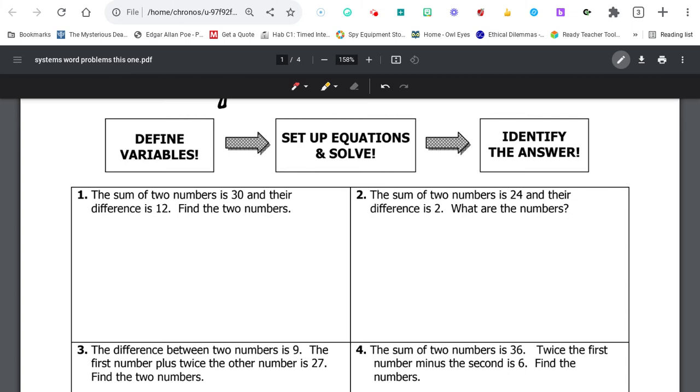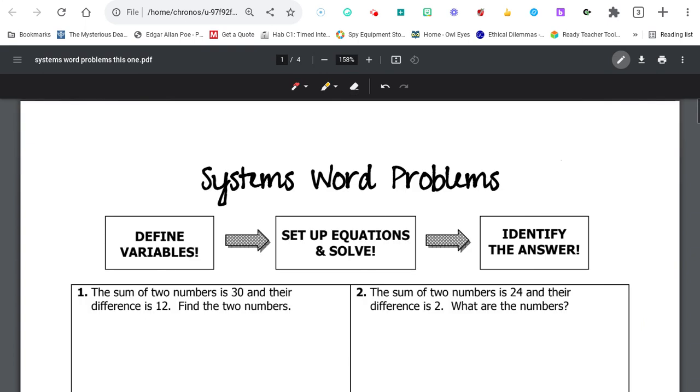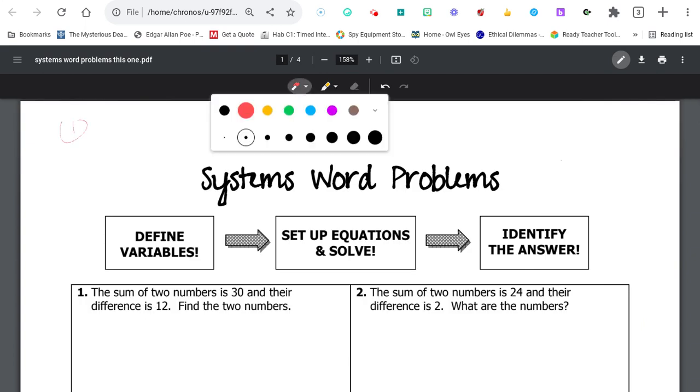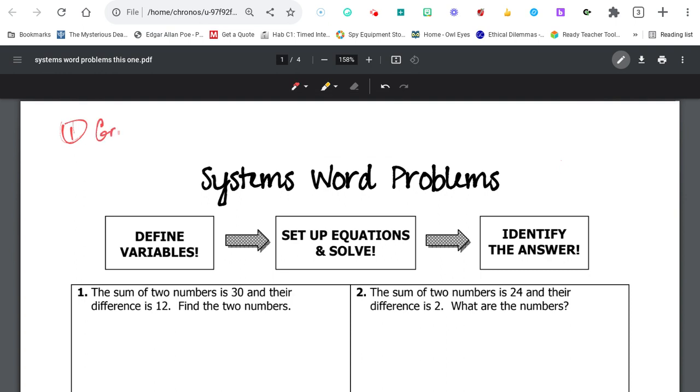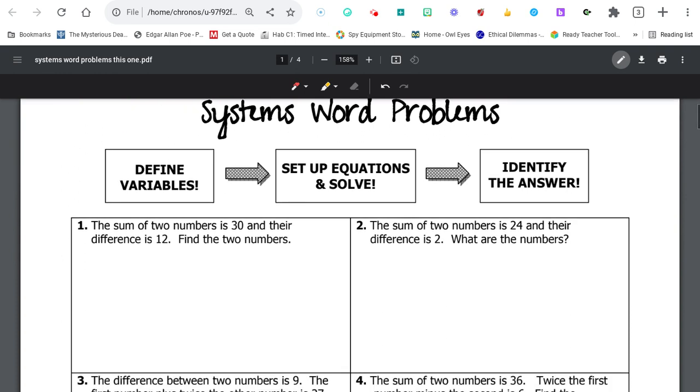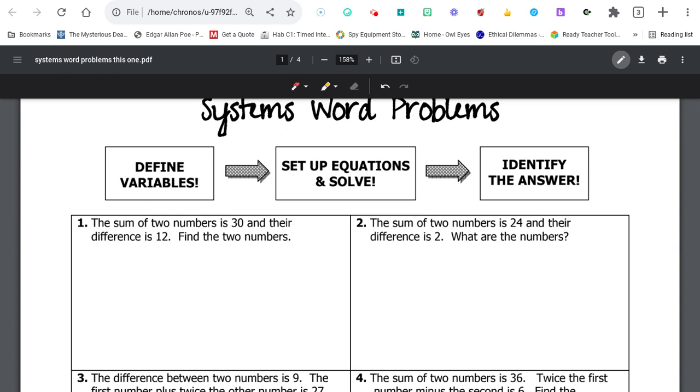All right, so for this video, we're going to work on system of equations word problems, guys. So we've gone through graphing to solve systems. We've used substitution to solve systems. And we've used elimination to solve systems. Now we're going to actually take a look at some word problems that can be translated into two variable equations and systems, guys. Okay, so let's take a look at number one.